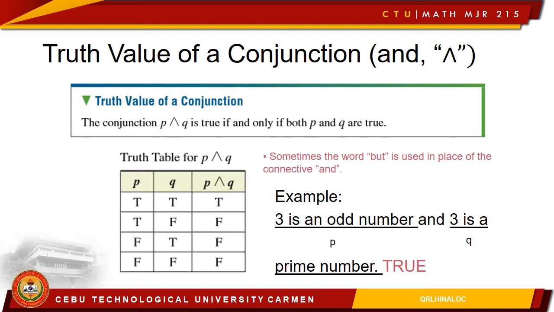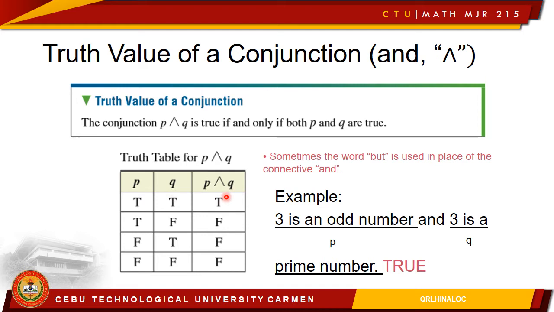So this is now the truth value of a conjunction. So ang conjunction mao na siya ang and. Iyahang symbol is inverted V. So the truth value of conjunction P and Q is true if and only if both P and Q are true. So tinuod ra siya ang conjunction kung both ang P ug ang Q is true.